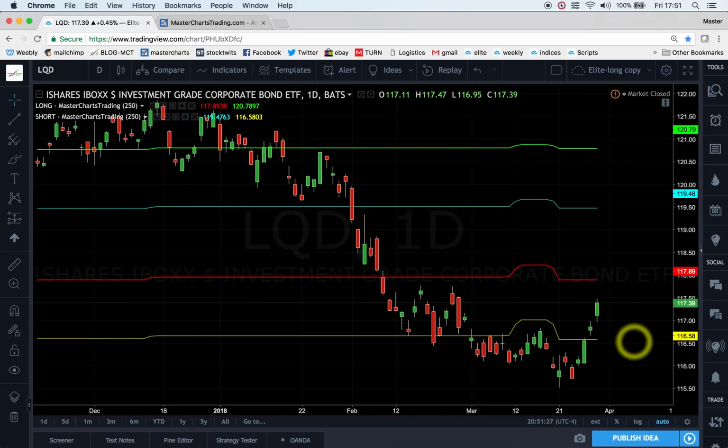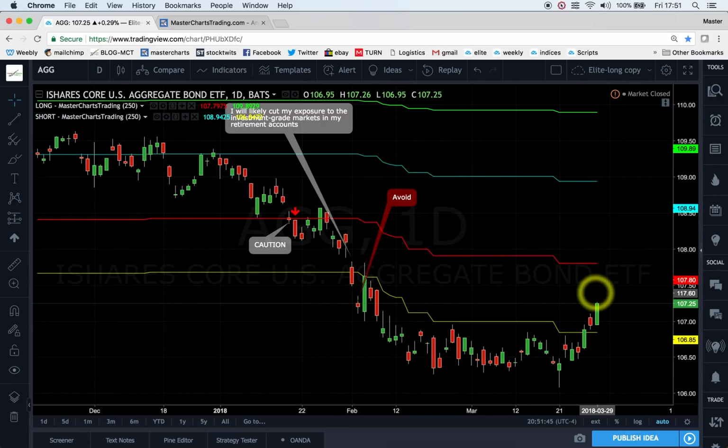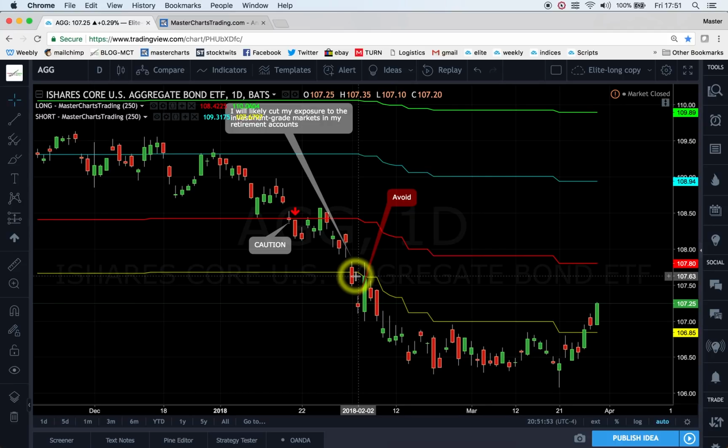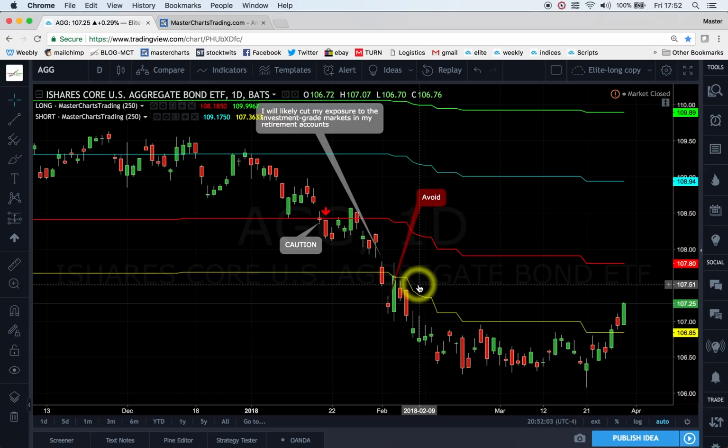Here's investment grade corporate bonds. I think they're in a bear market again. If I wanted to, I could short it, I guess, at around 117, 118. It's a good level. It's approaching that level. Overall, the general bond market, the aggregate bond market of the United States, I think also is in a bear market. And I sent an alert to my subscribers to basically avoid it. And I have no investment grade bonds currently in any of my portfolios, including the retirement portfolios.